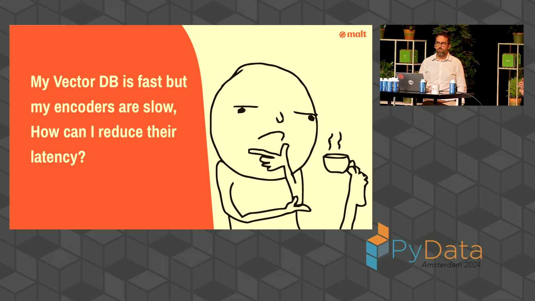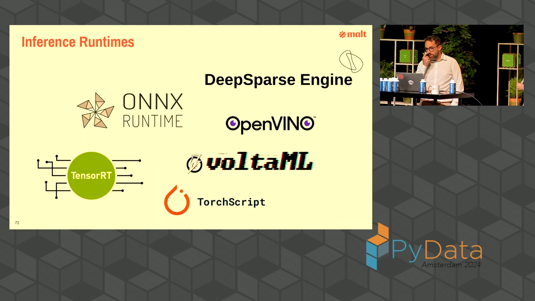So yeah, ideally, we'd like to deploy everything on CPU. So is there a way to make our models fast enough so we can run them on CPU? So one answer is inference runtimes. These are, as the name suggests, dedicated runtimes for inference. Usually they are written in lower level languages such as C or C++, but they do offer an API to Python.